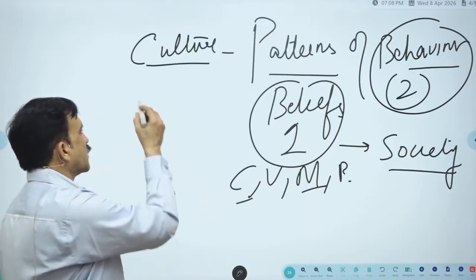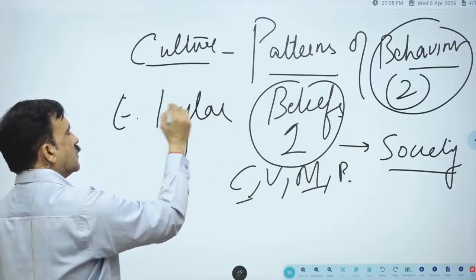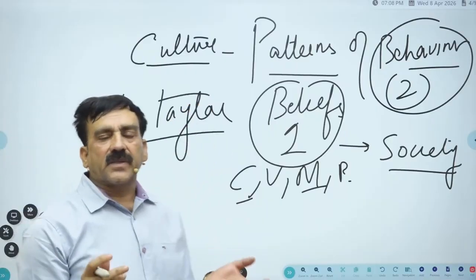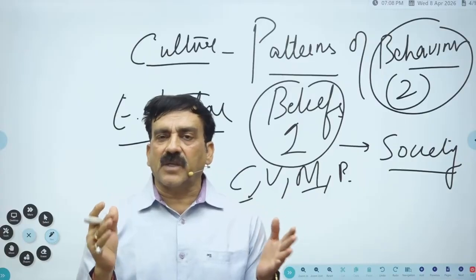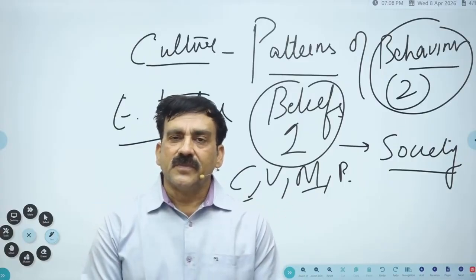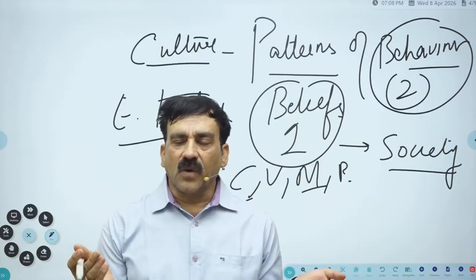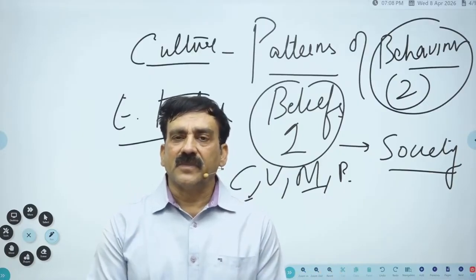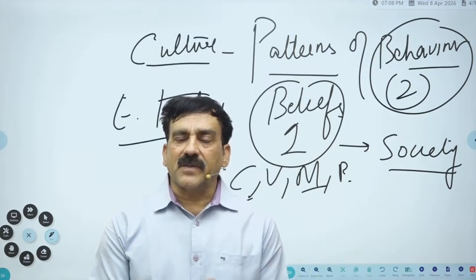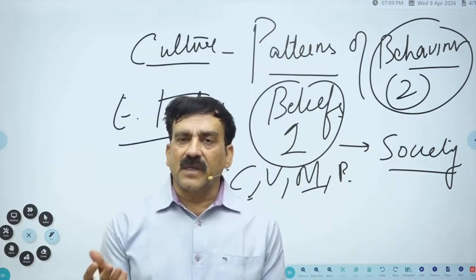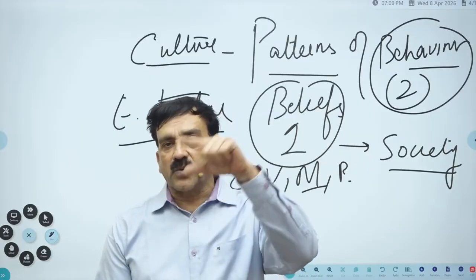Even Edward Taylor, a great anthropologist, categorized it almost in the same way. He is calling culture a complex whole, comprising your values, traditions, morals, beliefs, and other capabilities evolved by the society in a particular time frame. So culture is always confined to a time frame.